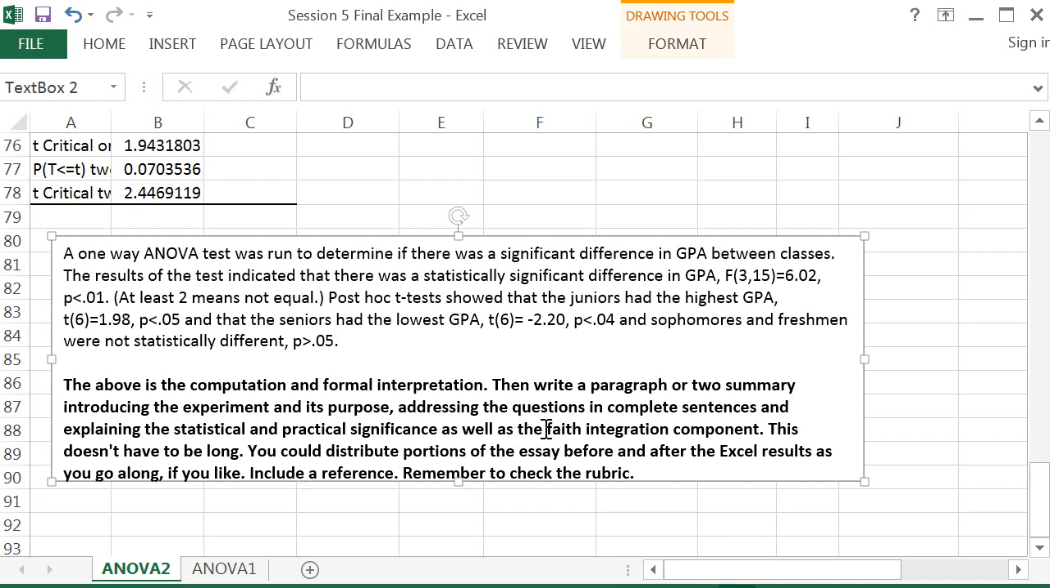And then don't forget your faith component. Also include that at the end of your paper. It doesn't have to be long. Just try to make a connection with Christian worldview. Remember, we're handling snakes here. We're trying to help people overcome their fears. So you could distribute portions of your essay before and after Excel results in the Excel document, or you can do a write-up as a Word document. Either way is fine for me. But remember to check that rubric and make sure you're satisfying all the requirements. All right, hope this helps you.